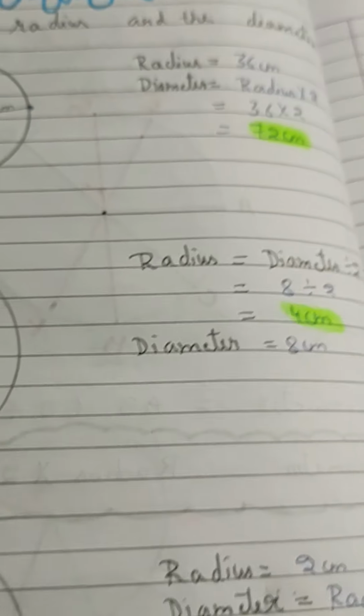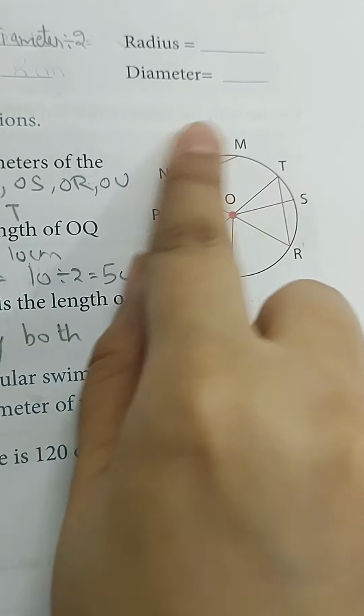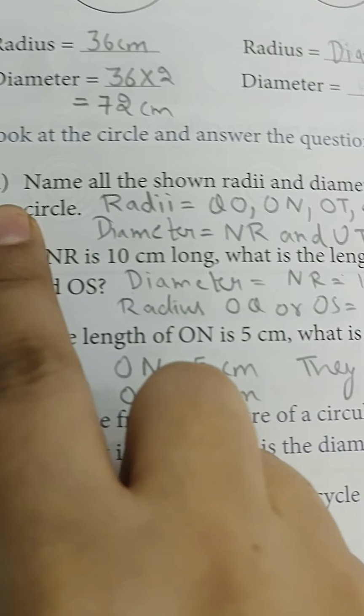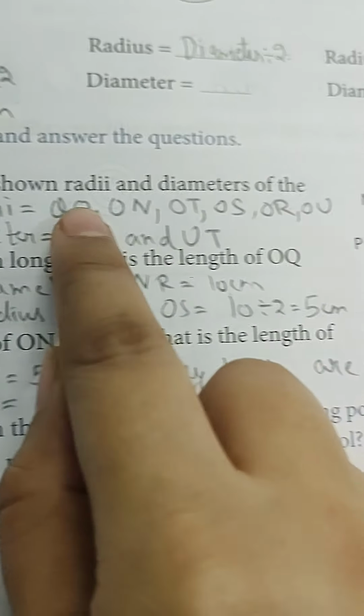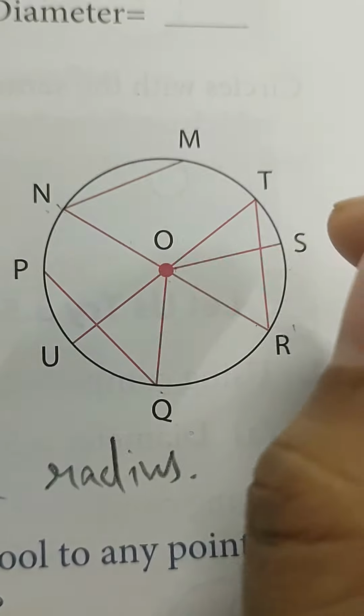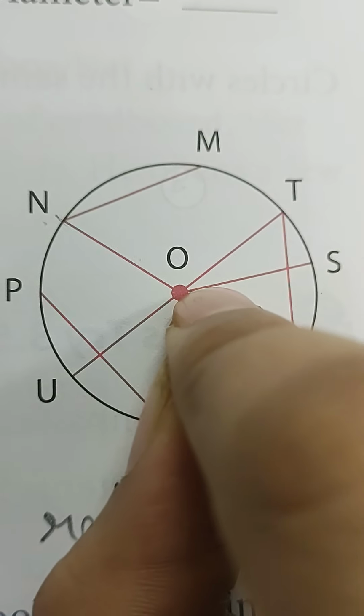Okay. Now we are going to start with our question number 5. Look at all the circles and answer the question. This is the circle given to you, and you have to name all the shown radii and diameters of the circle. Here we have to see which one is the diameter and which one is the radius. So now let me find the radius first.